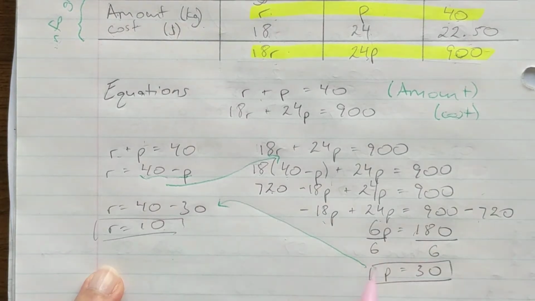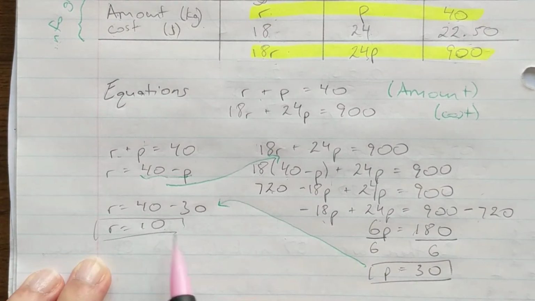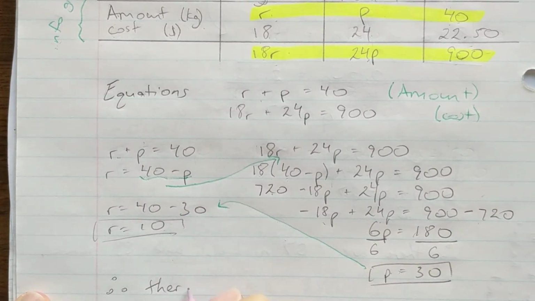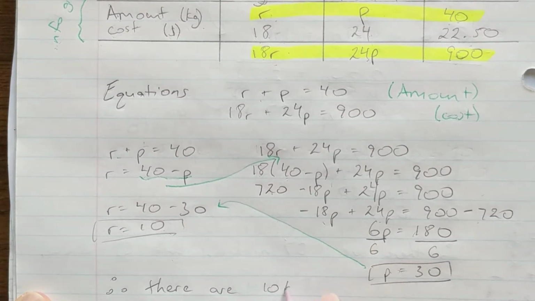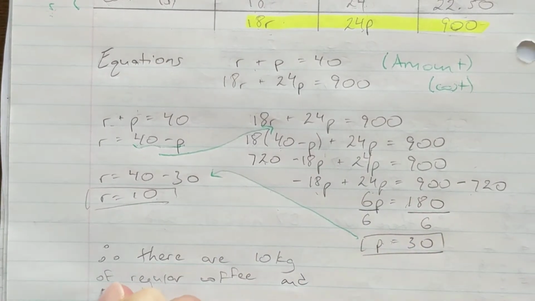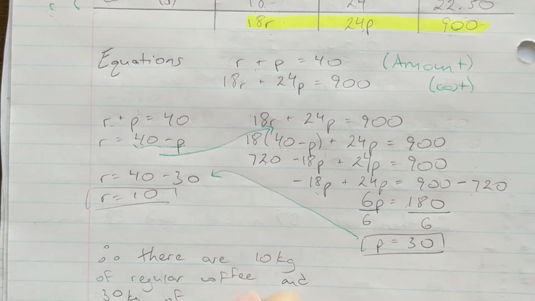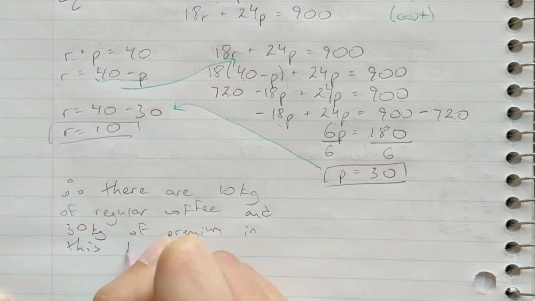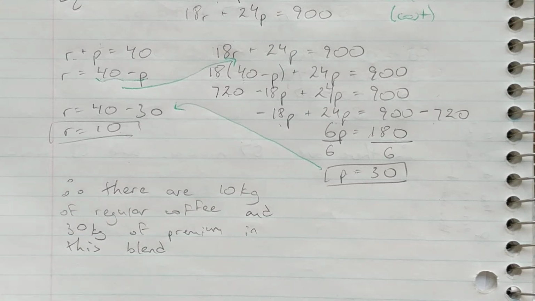Okay, we now have the two different values of R, and we have P, and so I can write my therefore sentence. Therefore, there are 10 kilograms of regular coffee and 30 kilograms of premium in this blend. Okay, so pretty straightforward.